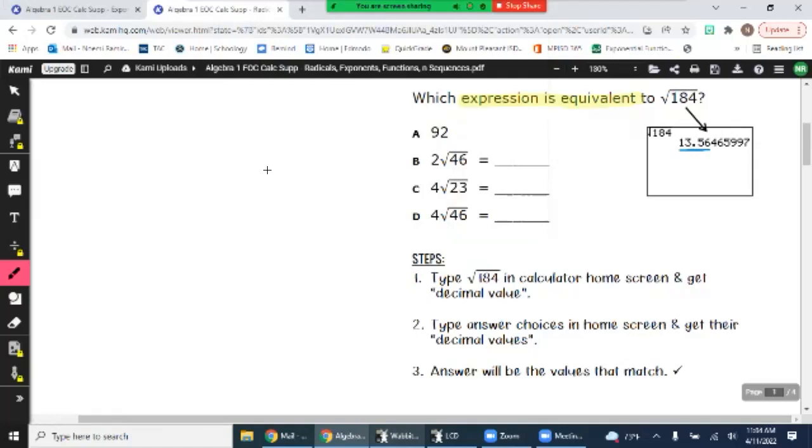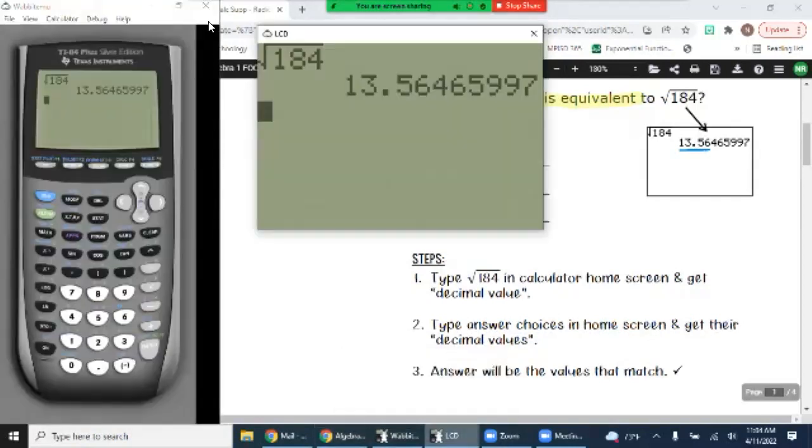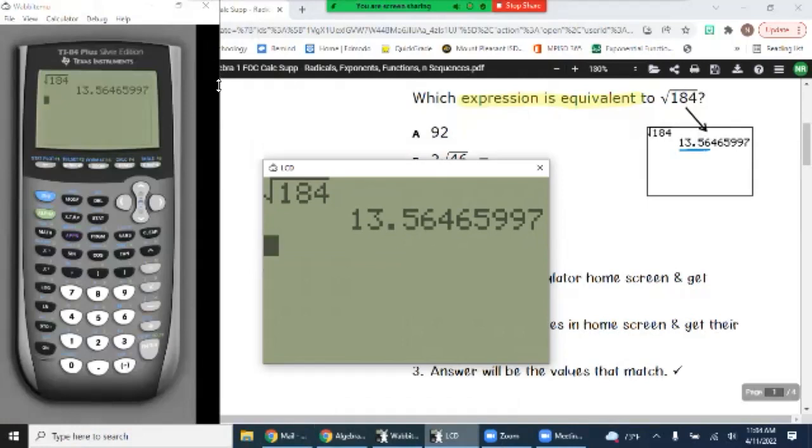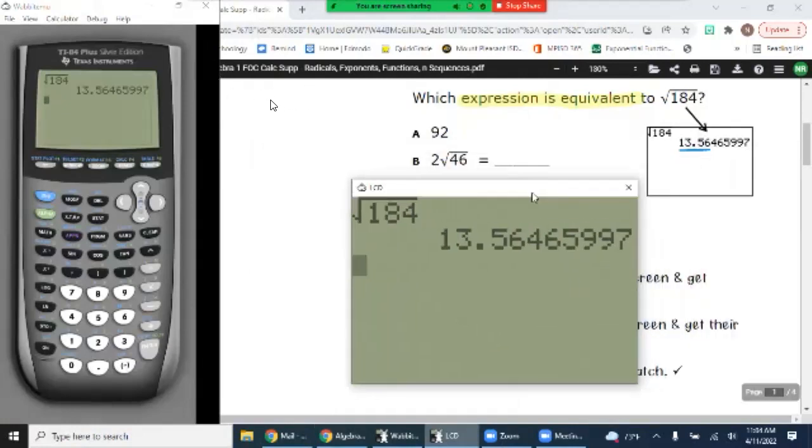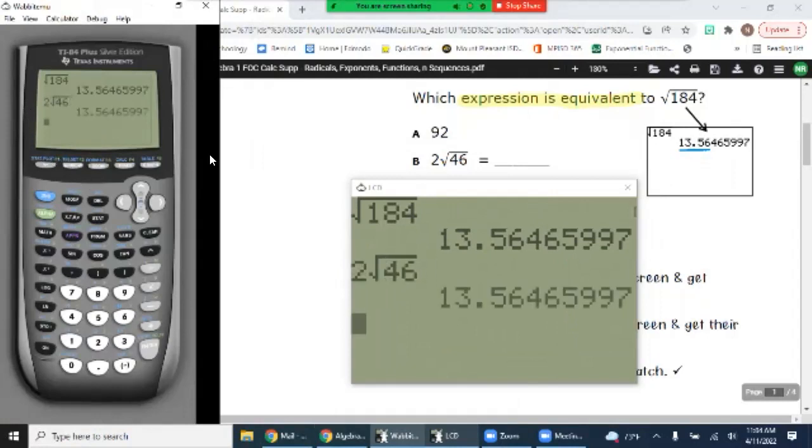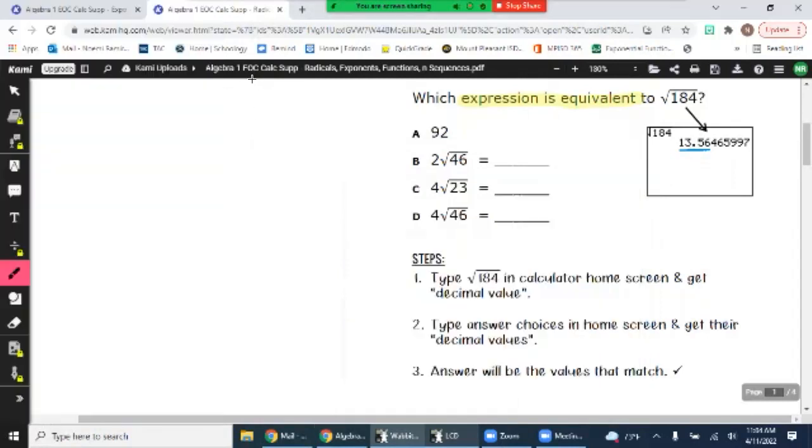Okay. And then you also want to type in the answer choices one at a time to get their decimal values. Obviously 92, if I type 92, it's not going to give me the same answer. So I'm going to go with B, 2 second square root of 46. And what does that give me? 13.56.